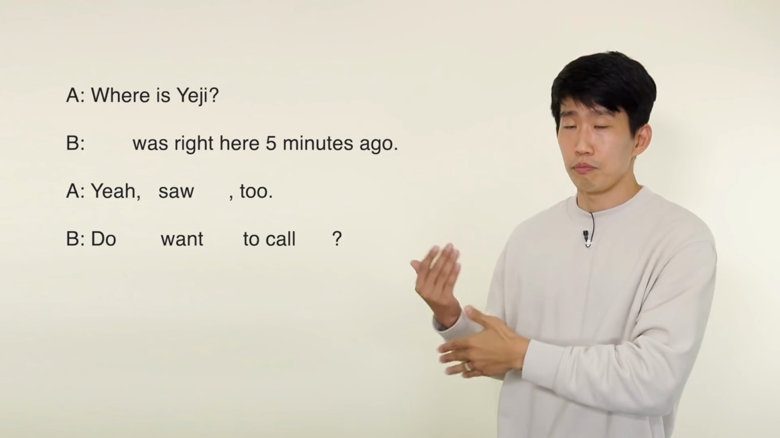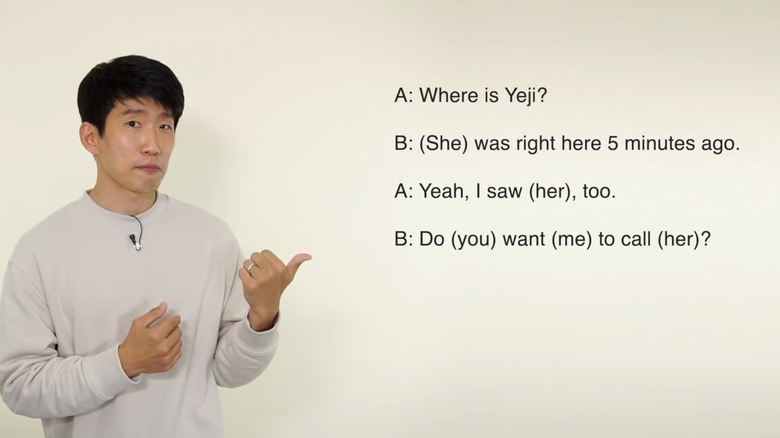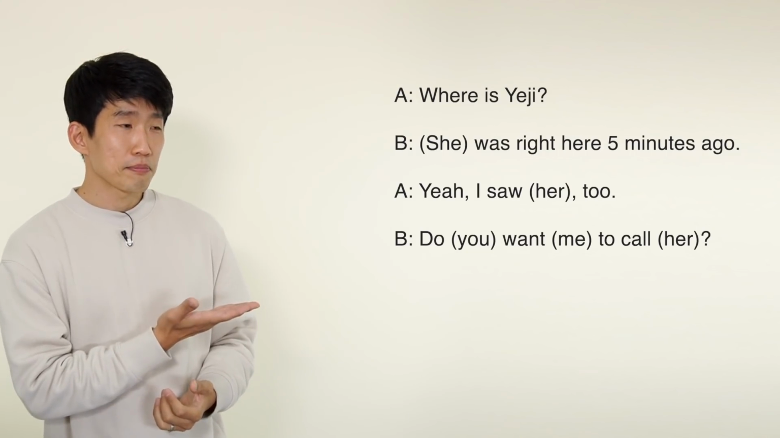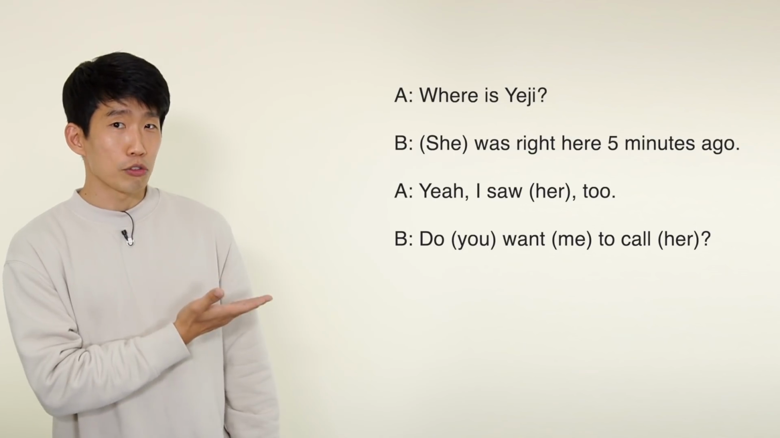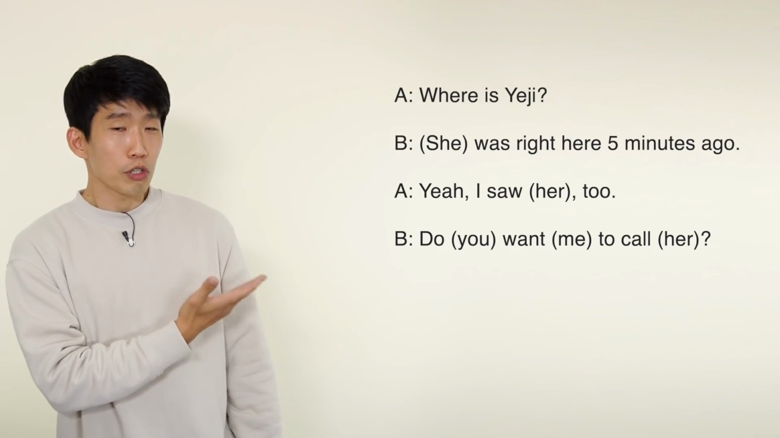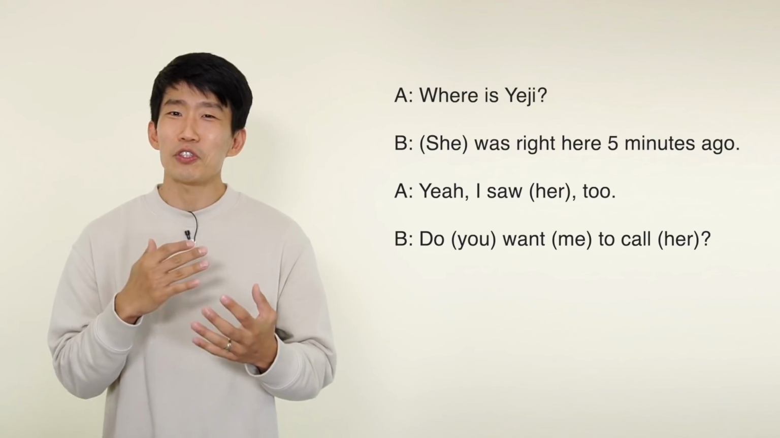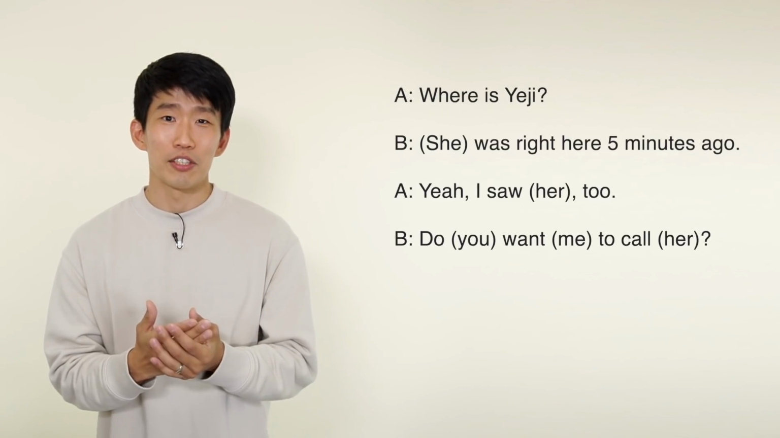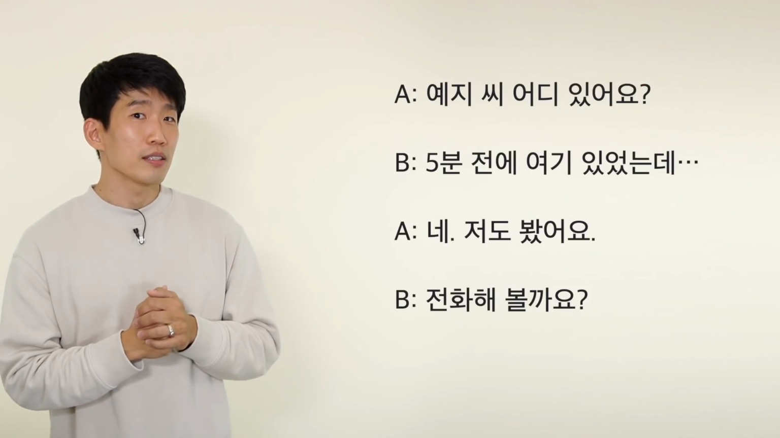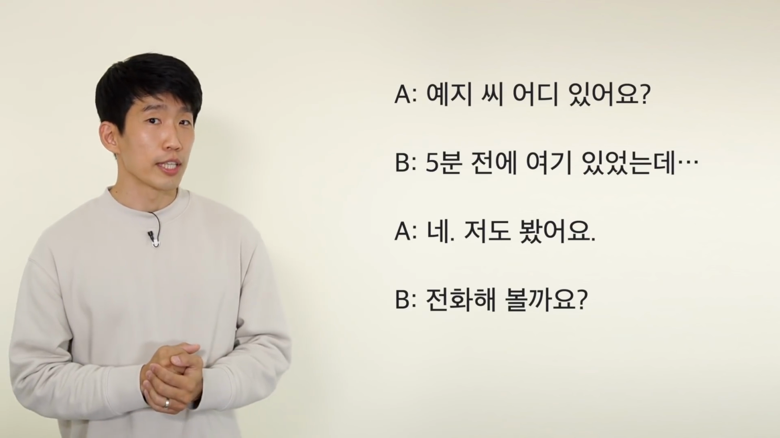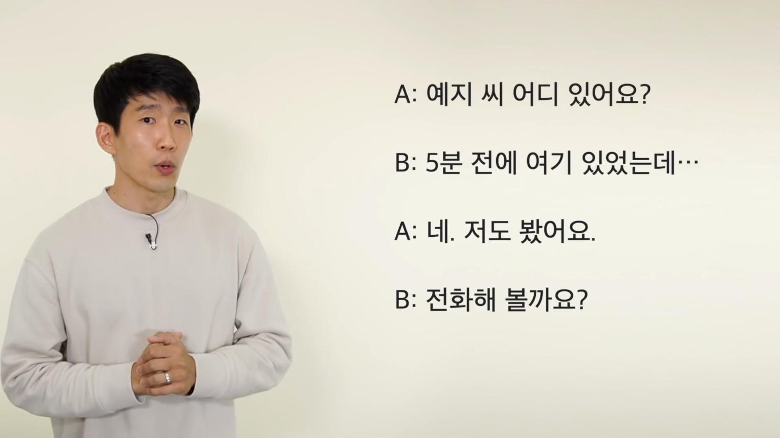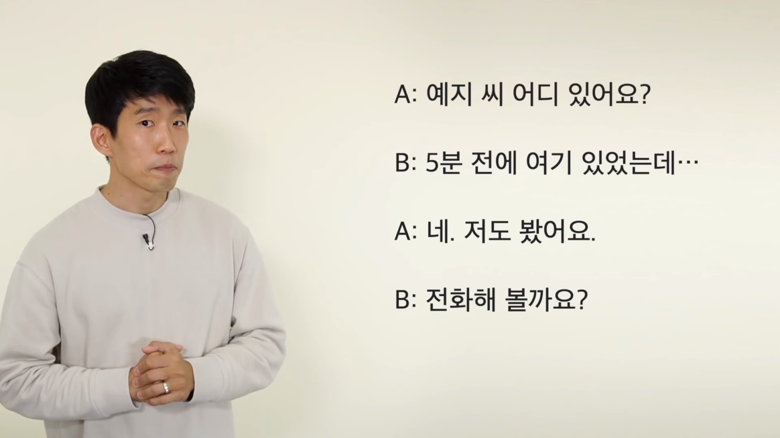And then again, her. So if you omit any of them, the sentences either sound a bit unnatural or different from the original meanings. Imagine the conversation went like this. Where is Yeji? Was here 5 minutes ago. Yeah, I saw too. Do want to call? And now change this conversation into Korean. 예지 씨 어디 있어요? 5분 전에 여기 있었는데. 네, 저도 봤어요. 전화해 볼까요?